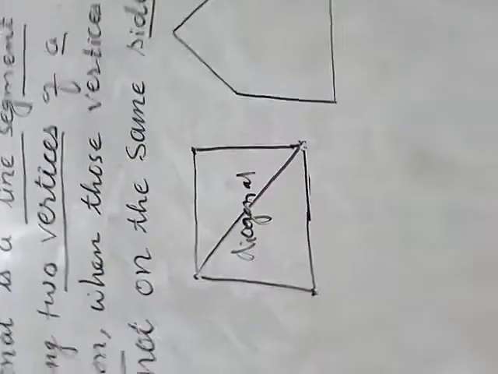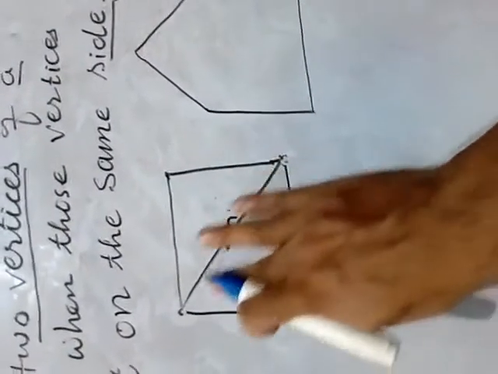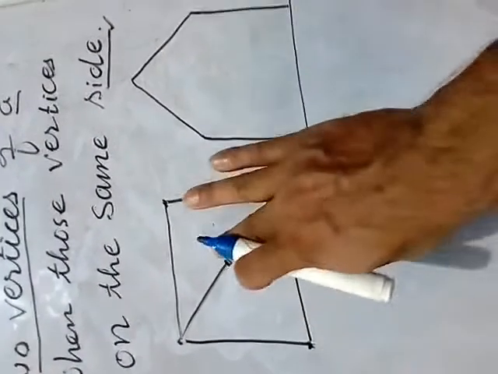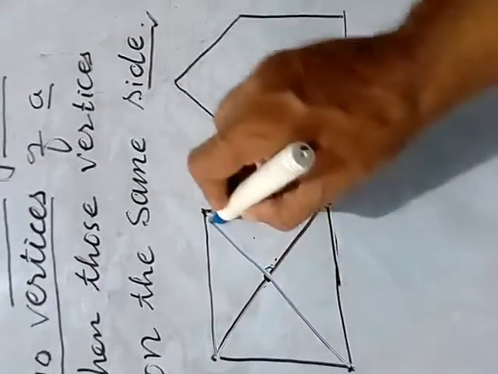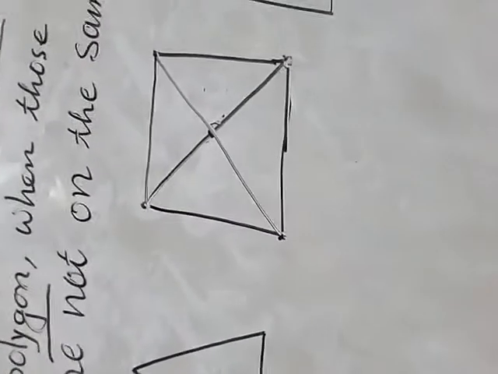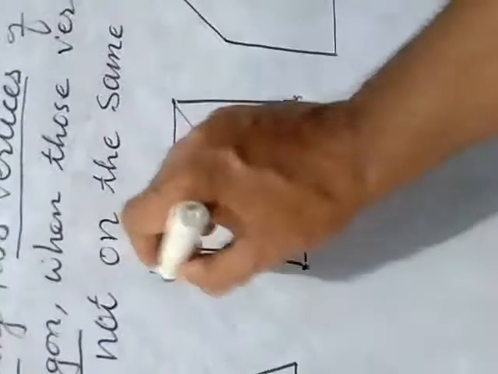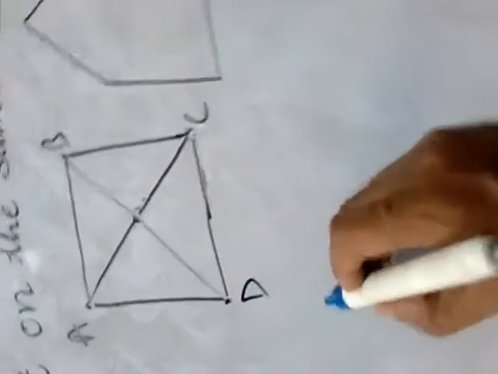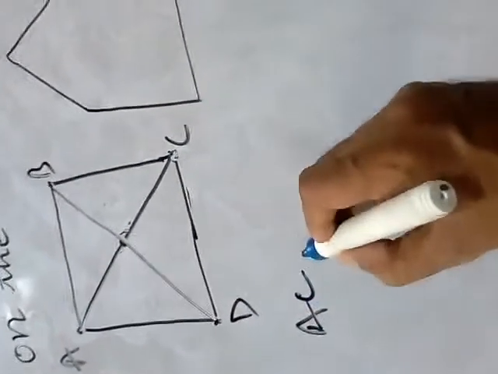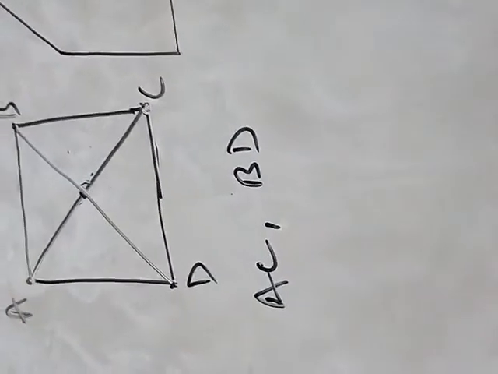So how many diagonals can you construct or draw in this polygon? Polygon means a figure made of only line segments. So one diagonal is here and one diagonal is here. For this figure we can construct two diagonals. Suppose the name is A, B, C, D, then the diagonals are AC and BD. These two are the diagonals, AC and BD.